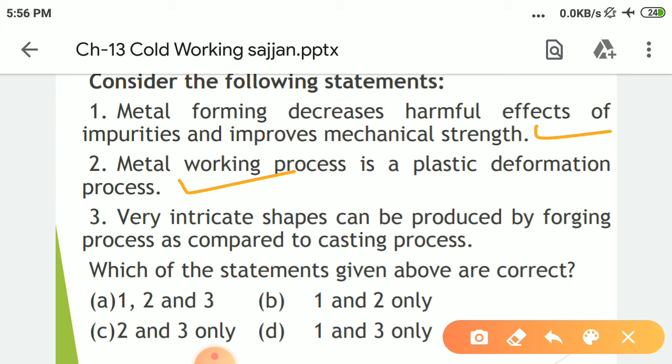No, no, no. As compared to the casting process, no. In casting, we can actually produce intricate shapes. We have a gating system and molten metal is poured, and then it is possible, but in forging it's not possible. So this statement is wrong. So the answer is 1 and 2, 1 and 2 only.